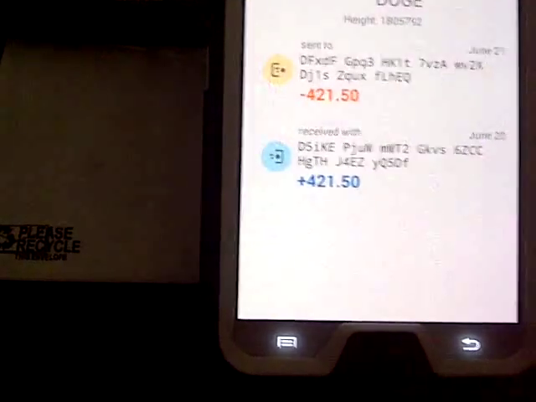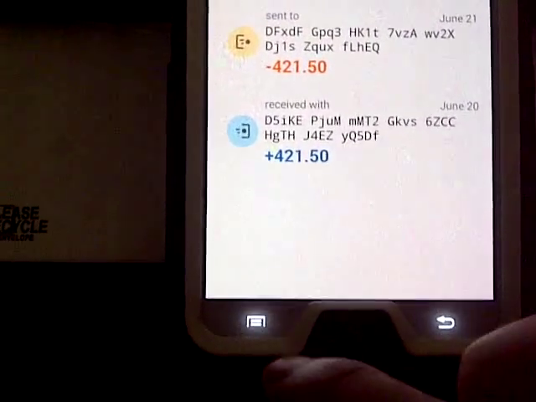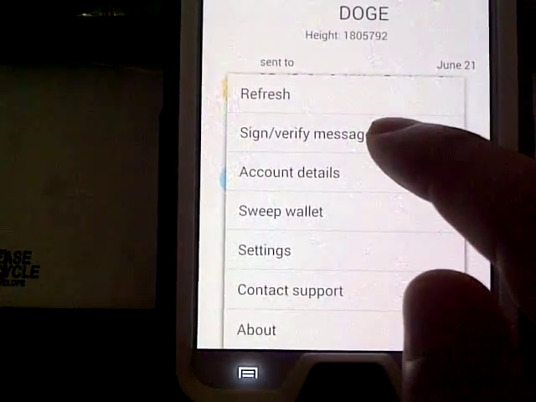Now, if you compare that to something like Dogecoin, you see there's a sign and verify function.